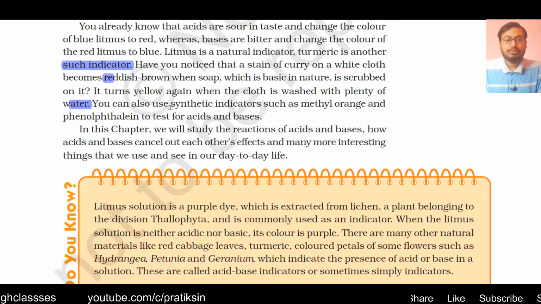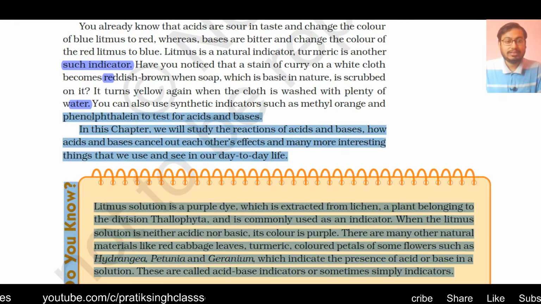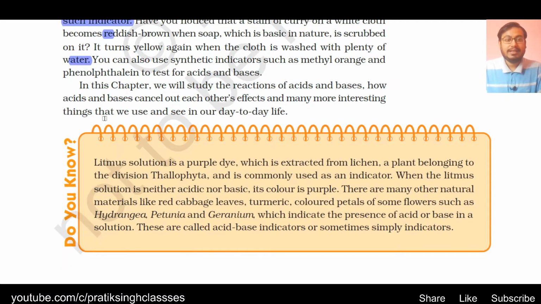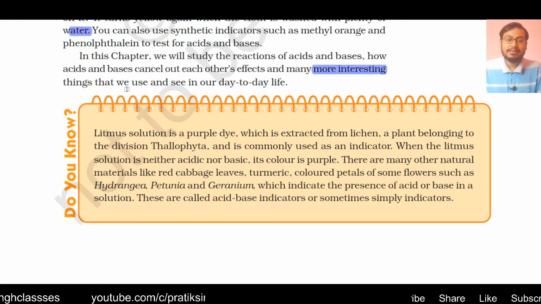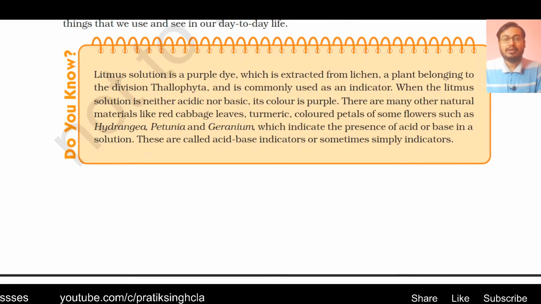You can also use synthetic indicators such as methyl orange and phenolphthalein to test for acids and bases. So these are also indicators which show whether the given solid or liquid is acidic or basic in nature. Methyl orange and phenolphthalein are also such kinds of indicators. In this chapter we will study the reactions of acids and bases, how acids and bases cancel out each other's effect, and many more interesting things that we use and see in our day-to-day life.